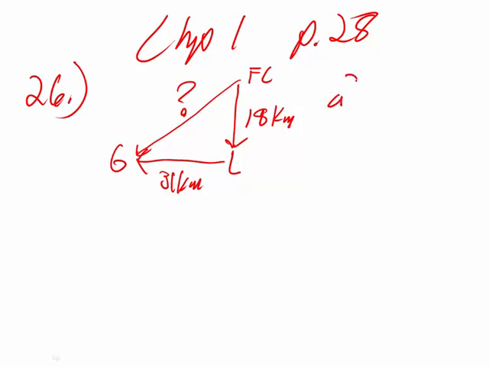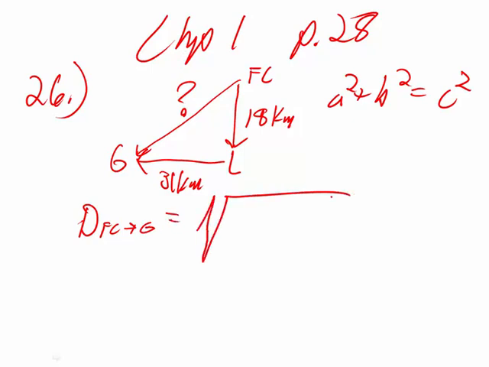We know that a squared plus b squared is equal to c squared. And you say, how did you know to do that? Because it's a right triangle. It forms a right triangle because it said due south and due west. That makes a perfect right angle. So to find the distance from FC to Greeley, we take the square root of the sum of the squares.